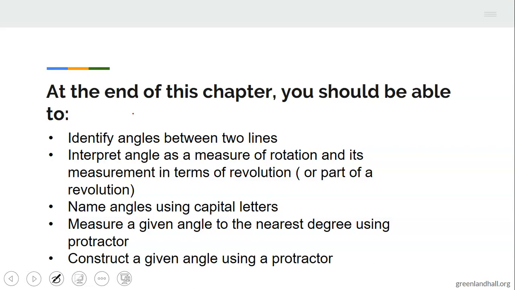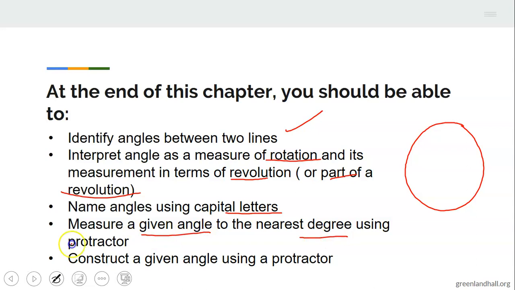At the end of this chapter, you should be able to identify an angle between two lines, interpret angle as the measure of rotation and its measurement in terms of revolution or part of revolution. Revolution simply means when something moves round in a circular manner. Name angles using letters. Measure a given angle to the nearest degree using a protractor. And lastly, construct a given angle using a protractor.